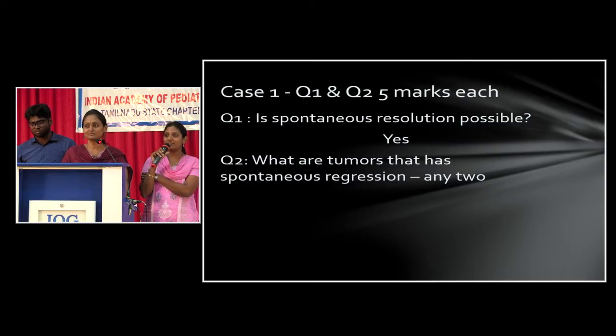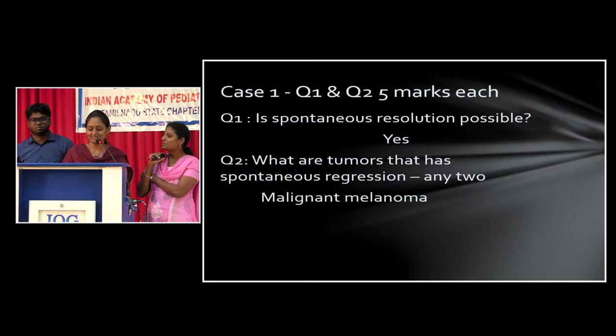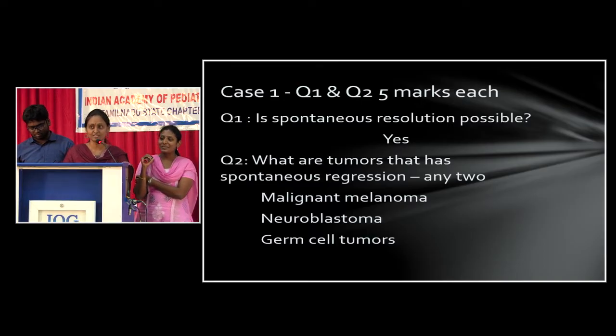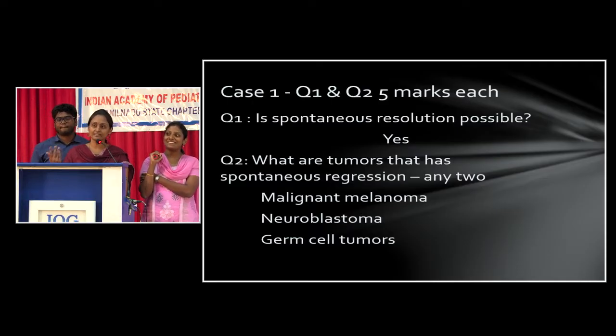Ameloblastoma? No. Time up. Malignant melanomas, neuroblastomas, and germ cell tumors are common tumors which undergo spontaneous regression, and later in life they can present with metastasis too. So 2.5 marks for the second question.